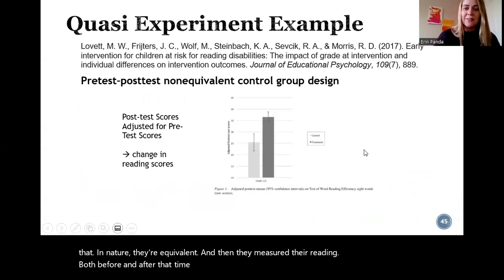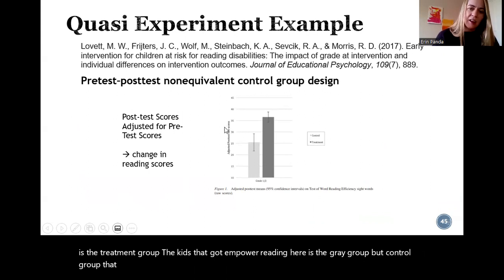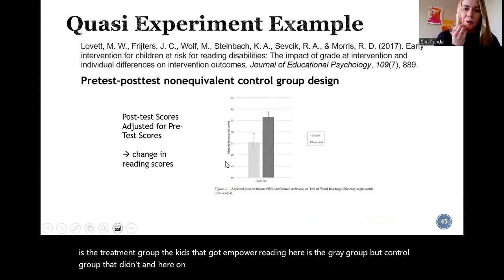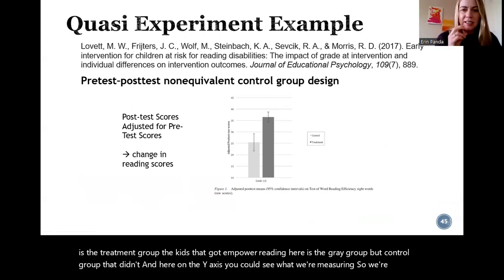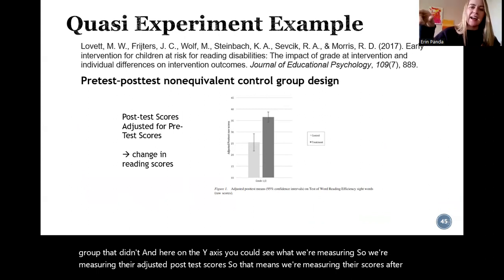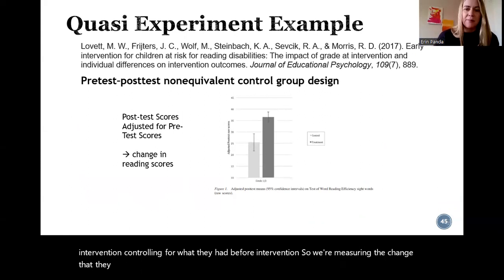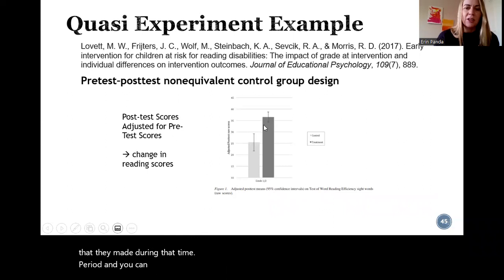So these are the results that they found. So the gray bar here is the treatment group, the kids that got Empower Reading. Here is the control group that didn't. And here on the y-axis, you can see what we're measuring. So we're measuring their adjusted post-test scores. So that means we're measuring their scores after intervention, controlling for what they had before intervention. So we're measuring the change that they made during that time period. And you can see that that treatment group made a larger change than our control group.